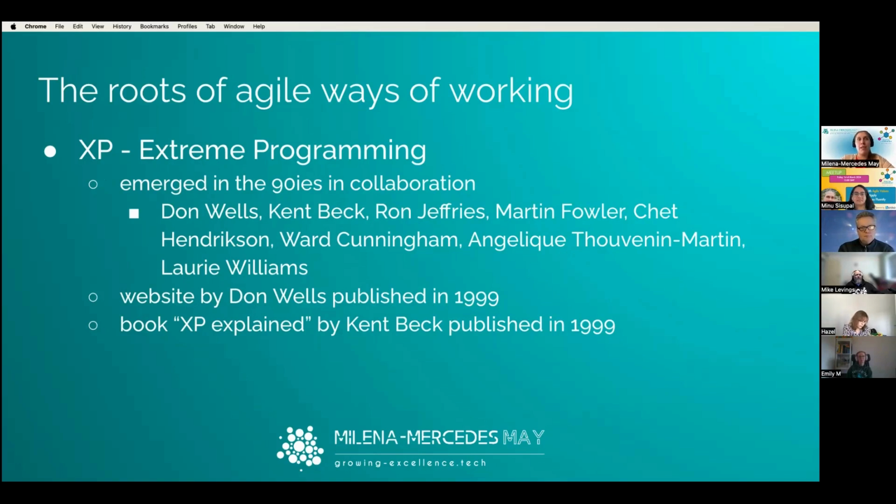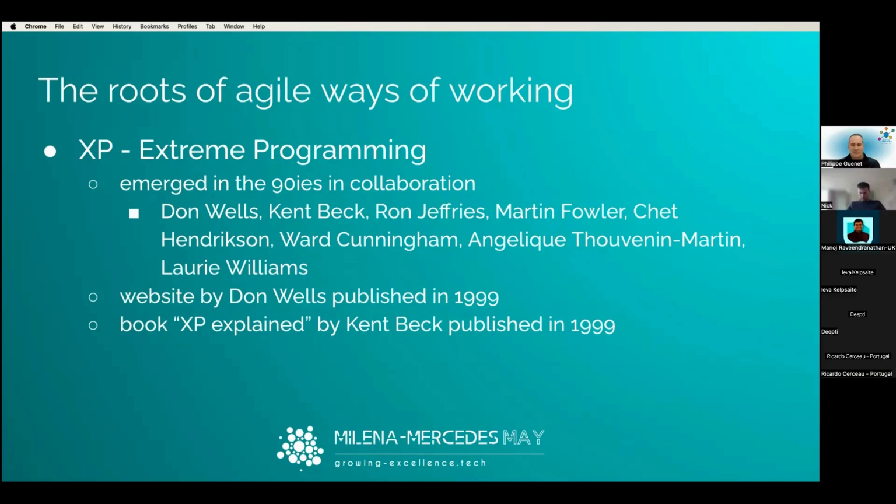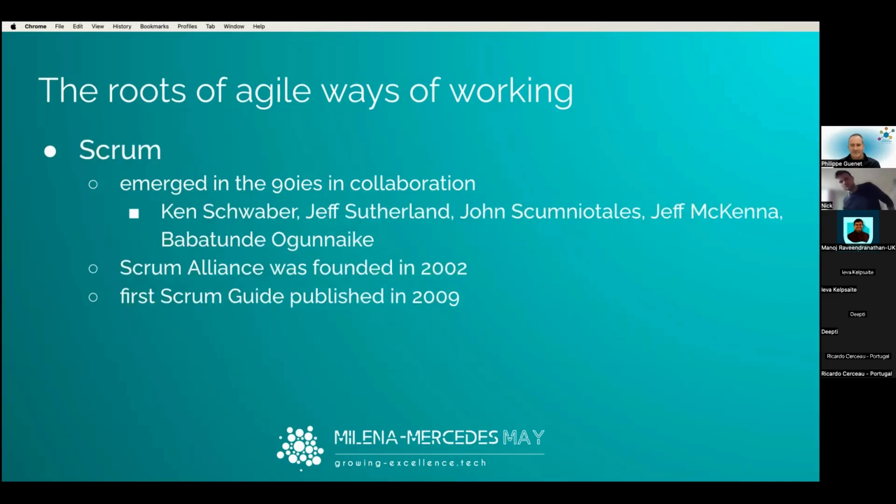If you want to go more deeply into extreme programming, you can look at the website Extreme Programming. This is by Don Wells. It was published in 1999. And in the same year, the book XP Explained by Kent Beck was also published. In parallel, Scrum also evolved in the 90s, also in collaboration. And later in the 2000s, the Scrum Alliance was founded and then the Scrum Guide was published.